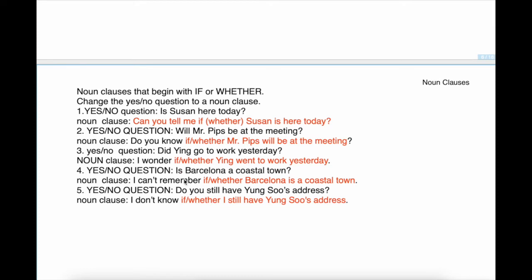I can't remember if or whether Barcelona is a coastal town. Sahil kasabası anlamında. Olup olmadığını, yani Barcelona'nın sahil kasabası olmadığını hatırlayamıyorum. I wonder if I still have Young Sue's address. Yani Yun Su'nun adresinin hala bende olup olmadığını bilmiyorum. If or whether.